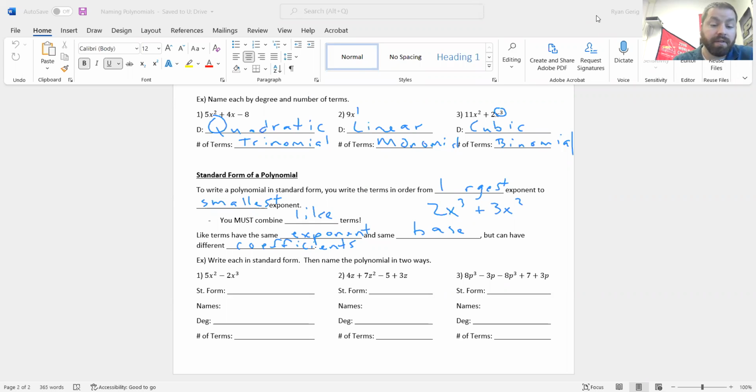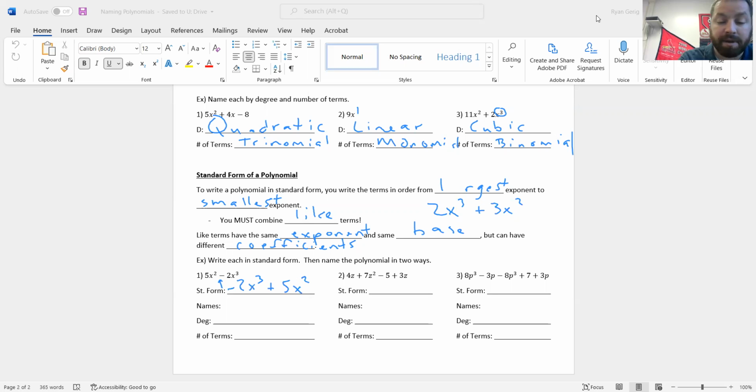So number 1, 5x squared minus 2x to the third. Not in standard form because it's not going in order from largest exponent to smallest. So I'm going to put them in order. Now the sign stays with the term that it goes with. So that negative actually goes with the 2x to the third. So I'm going to take that to the front. So it's going to be negative 2x to the third. And then the sign in front of 5x squared is positive. So it's plus 5x squared.